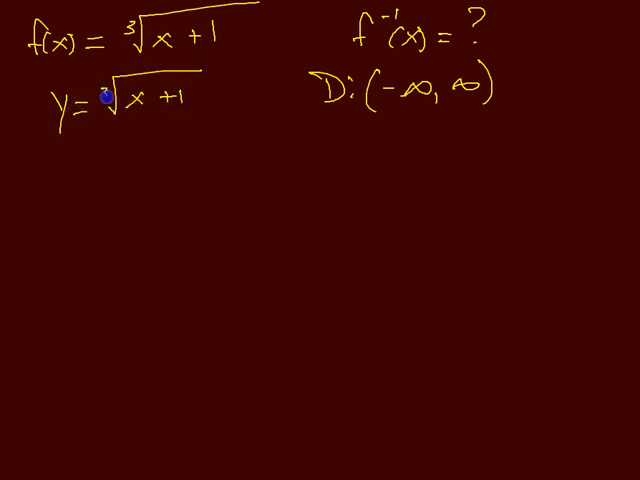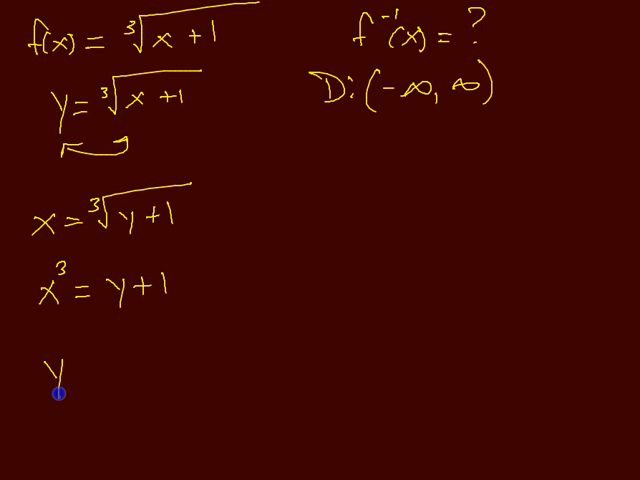And so we have y equals the cube root of the quantity x plus 1. And then let's switch x and y. So we say that x is equal to the cube root of y plus 1. And now we just need to solve for y. Well, in solving for y here, we've got to get rid of the cube root. So we get x cubed is equal to y plus 1. And so then we'll have y equals x cubed minus 1.